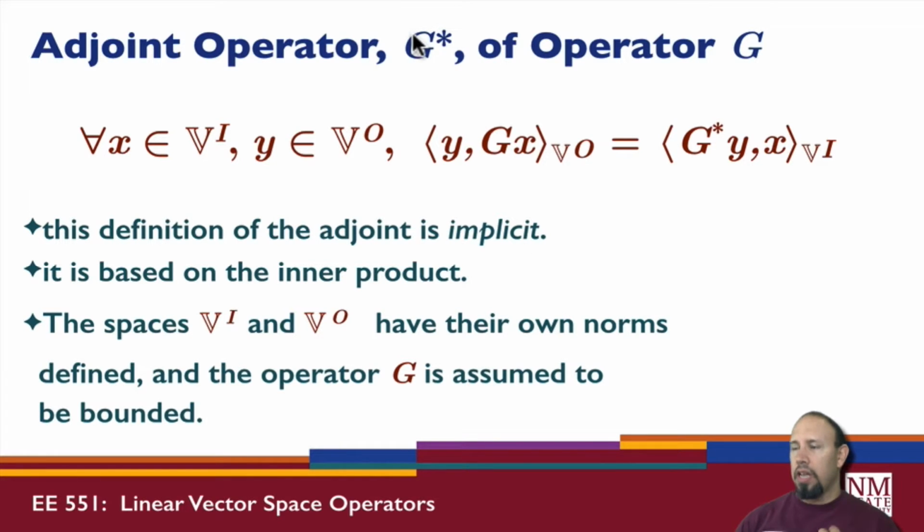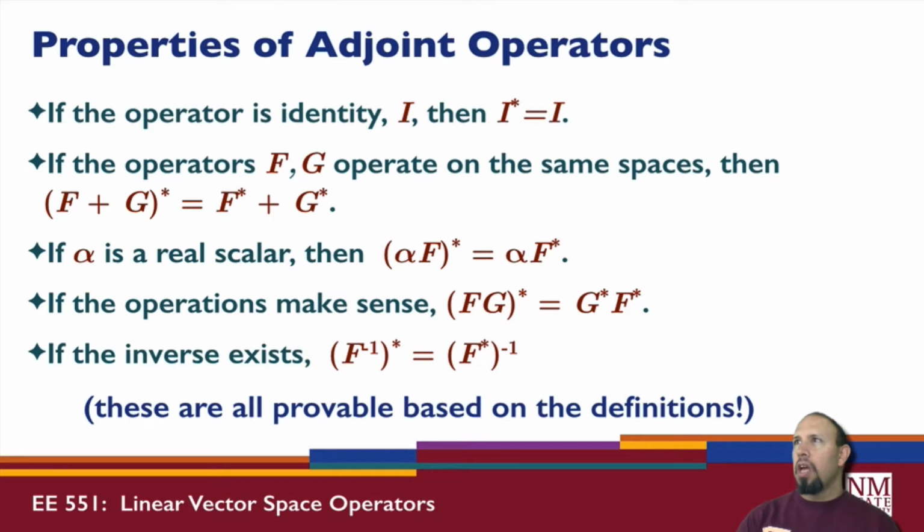Okay, so here we're talking about the adjoint of an operator. Here are properties of adjoint operators. The identity operator satisfies this: the adjoint of the identity is equal to the identity. When we have an identity, that means the input and the output spaces are the same. In this case, it shows that the identity operator is also the inverse operator, which is kind of interesting. If the operators F and G operate on the same spaces, then (F plus G) adjoint is equal to F adjoint plus G adjoint.